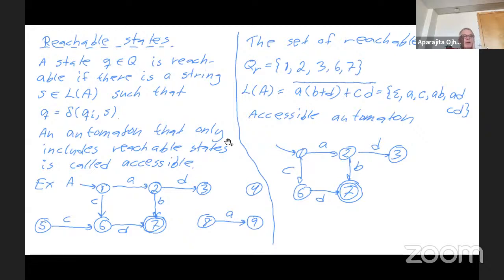Okay, then we go on, and then I will define what I mean by a reachable state. You remember that we talked about that yesterday. And now I have a formal definition of the reachable states, and I also give you some examples and also relate this to languages, etc.